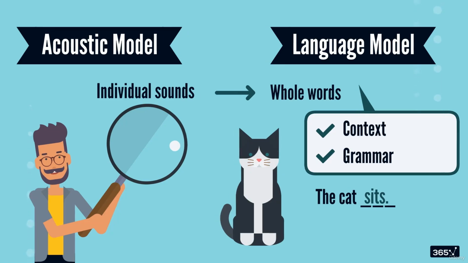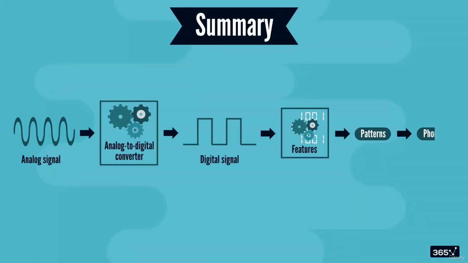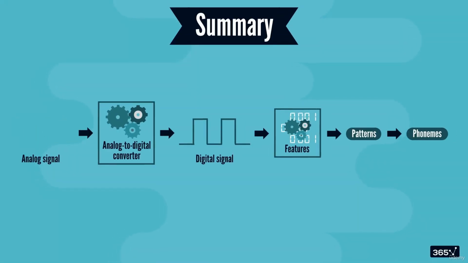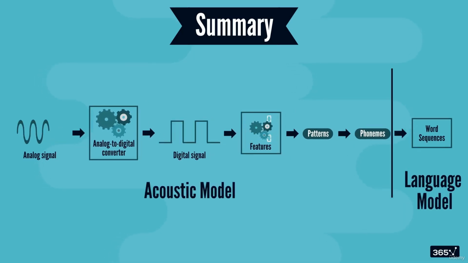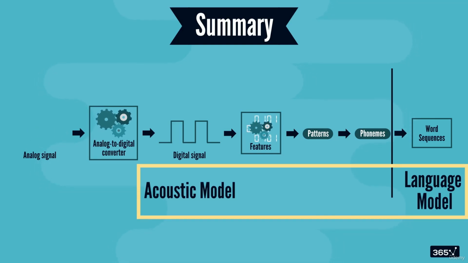So let's summarize. Acoustic models identify phonemes from the sound signal, and language models use these phonemes to construct words and sentences, ensuring the system understands the context and structure of spoken language. This collaboration between the two types of models is critical to producing accurate and natural speech recognition.